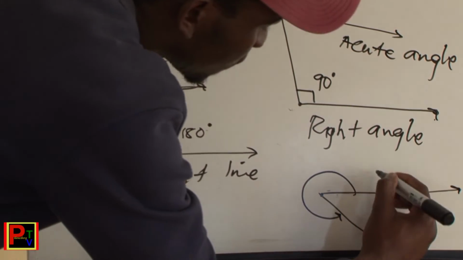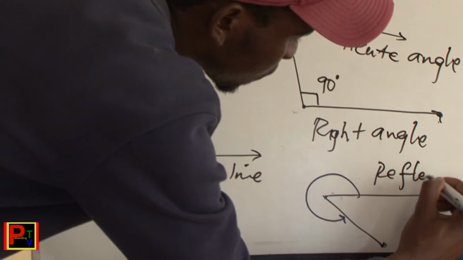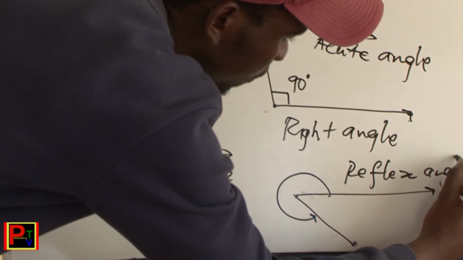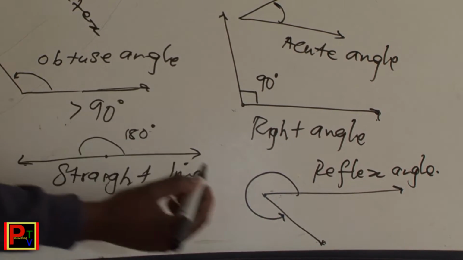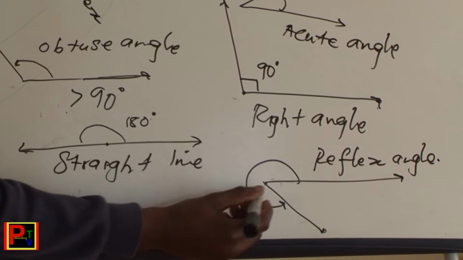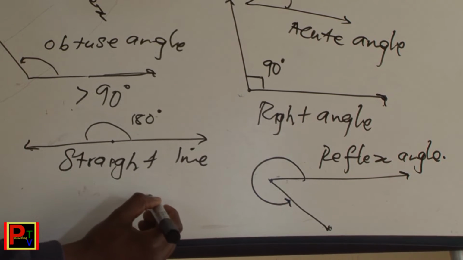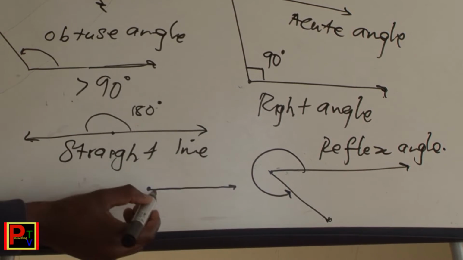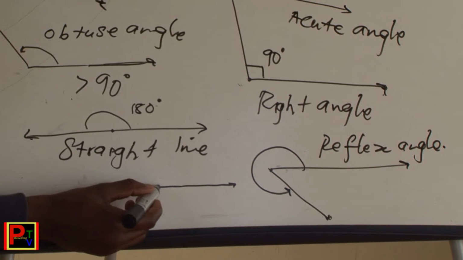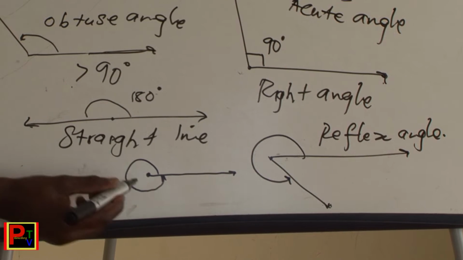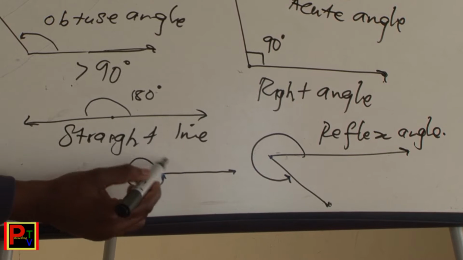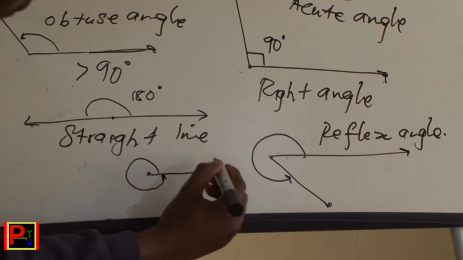Now, this is a reflex angle. Now, you realize that if we extend it again, it simply means we'll have only this point up to there. Then, that simply means the angle that we measure, we'll be measuring it from there up to that point. Now, this will be the angle around a point, which is a revolution.